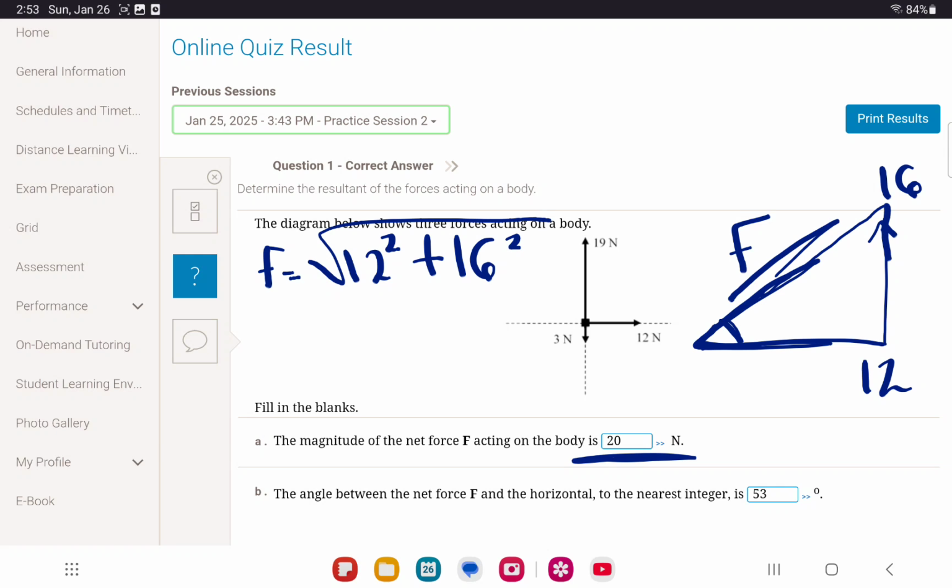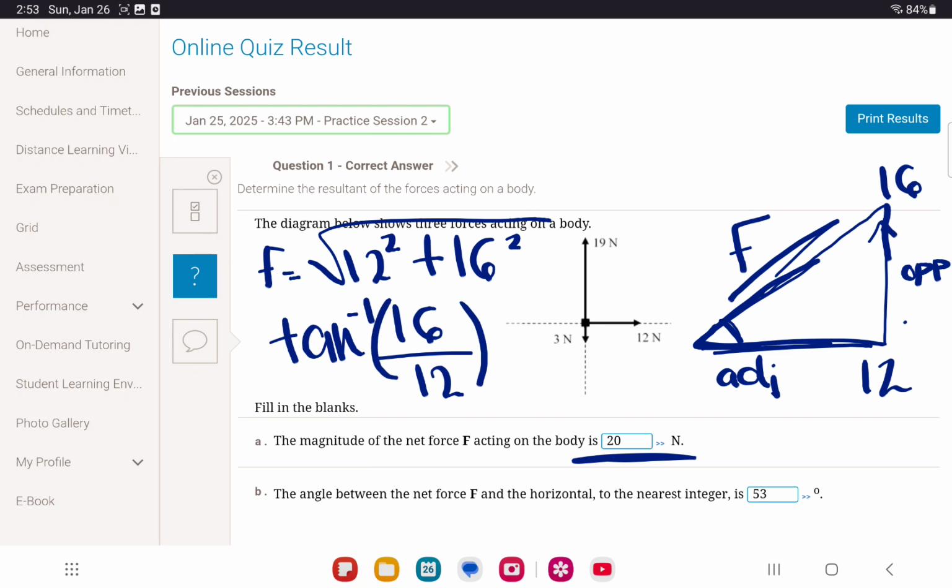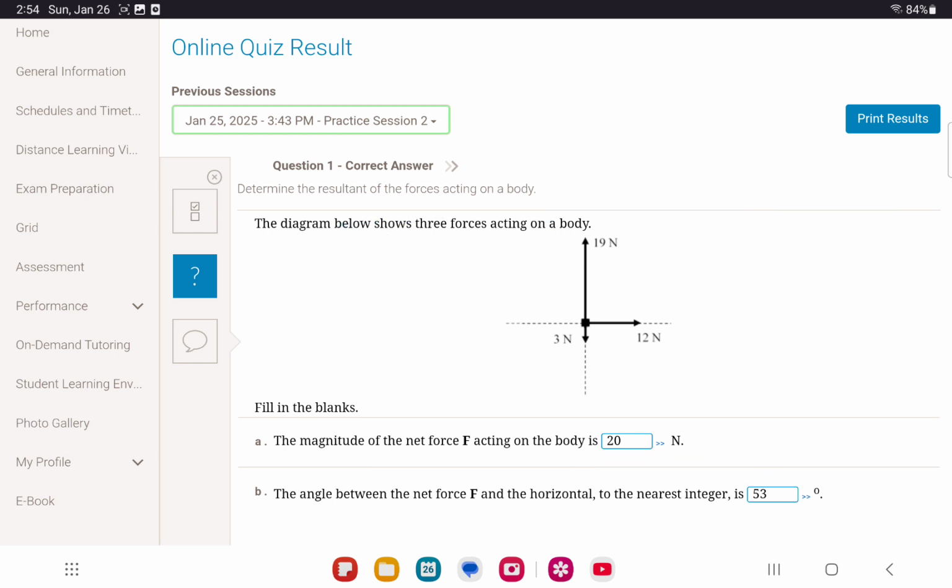We can use the tangent rule, okay? So opposite over adjacent. We know the opposite is 16, and the adjacent is 12, okay? So opposite over adjacent, so 16 over 12, shift tan. Okay, do it on your calculator. You do shift tan 16 over 12. You get 53.1300, and they want it to the nearest integer, so 53, because when you round you get 53. And that's that question.